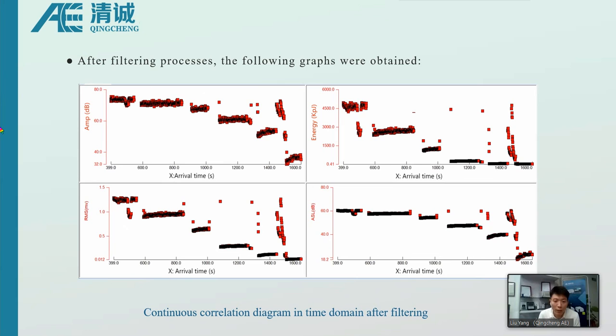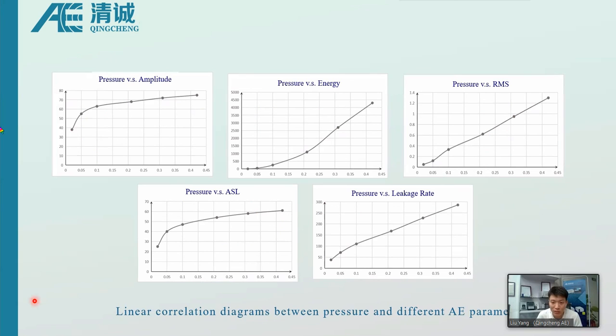And here's the linear correlation diagram between pressure and different AE parameters. Yes, they increase monotonically with the tank pressure.